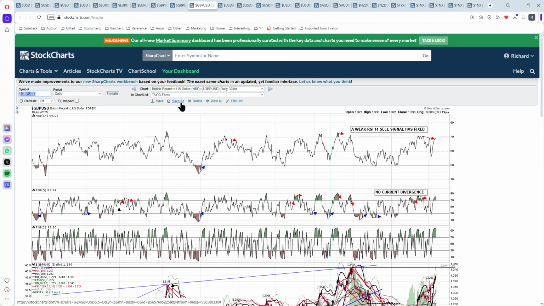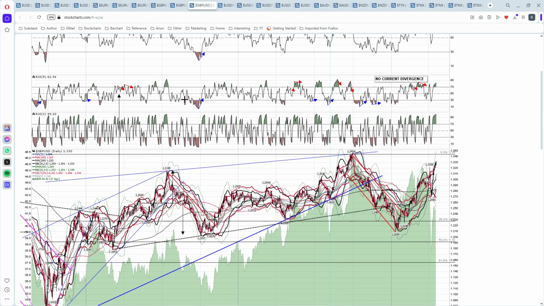On the daily chart, we've got a weak RSI 14 sell signal fixed. Not sure how seriously I'm taking that. In the short term, this looks like a bull flag that's broken up with a target at the retest of this high here at 1.3434.